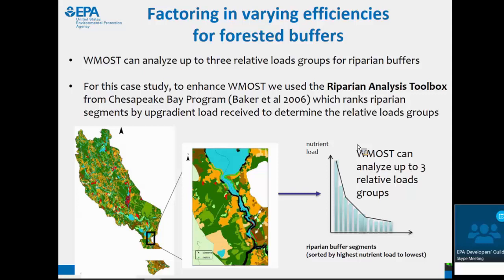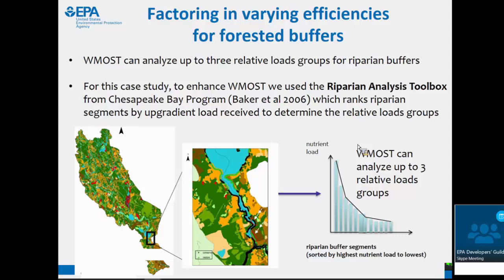We were also interested in looking at varying efficiencies for forested buffers as one management option. WMOST is designed to analyze up to 3 different relative load groups for riparian buffers. So if you think about a riparian buffer that's downstream from a predominantly forest subwatershed, it isn't going to be doing much in the way of load reduction as compared to a riparian buffer that's down gradient from an agricultural field.